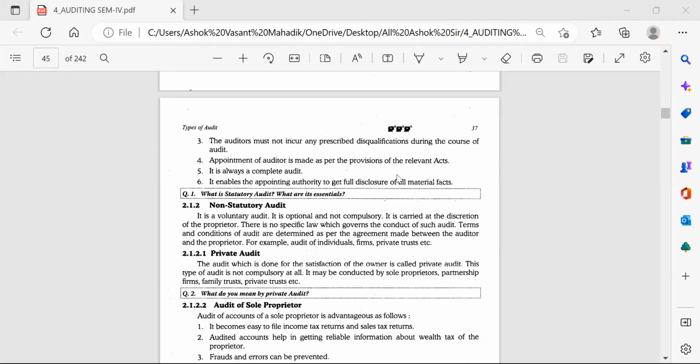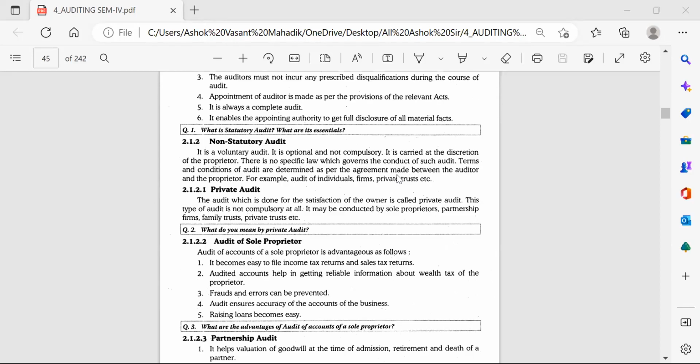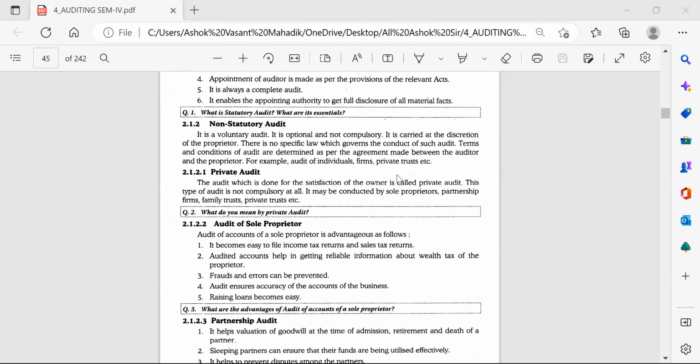A sole proprietorship need not get their books of accounts audited. Clear? So once again, what is non-statutory audit? It is a voluntary audit, not compulsory by any act. Clear? Now it is up to the owner whether to get his books of accounts audited or not. Under this 2.1.2, we have 3 points. Let us see. Under non-statutory audit, first one is private audit.